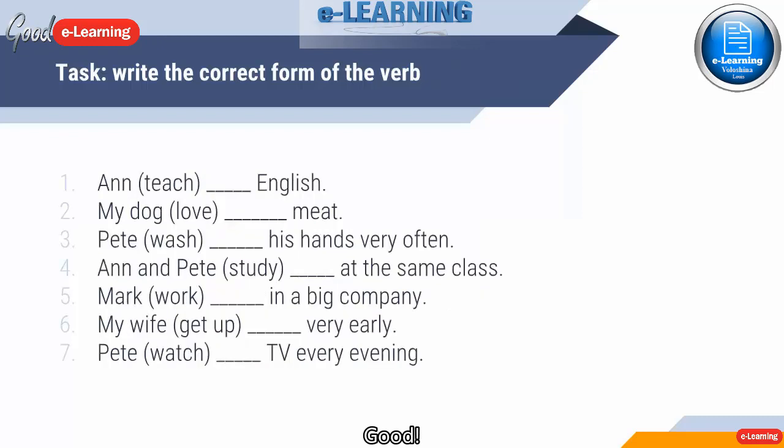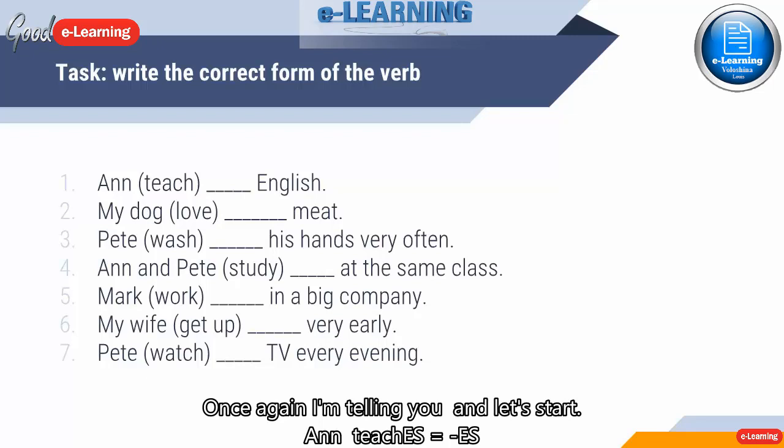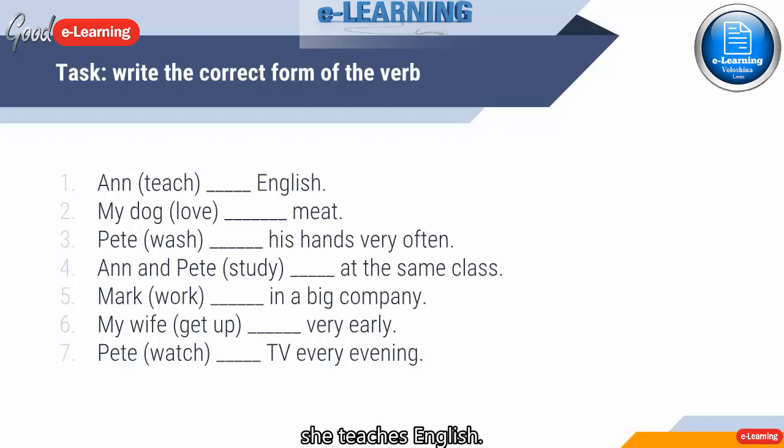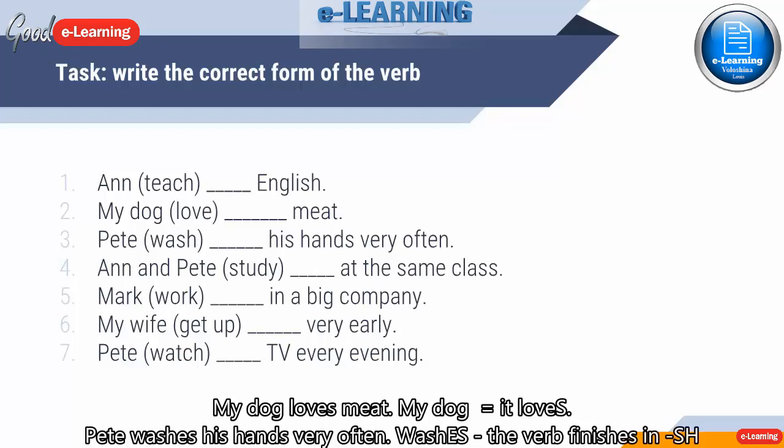Good? Here, be careful with spelling. Once again, I'm telling you, and let's start. Anne teaches, es you need because the verb finishes in ch. Anne teaches, she teaches English. My dog loves meat. My dog, it loves. Pete washes his hands very often. Washes, the verb finishes in sh.